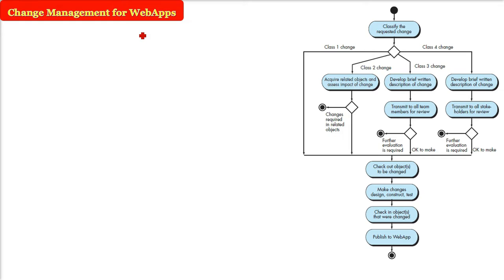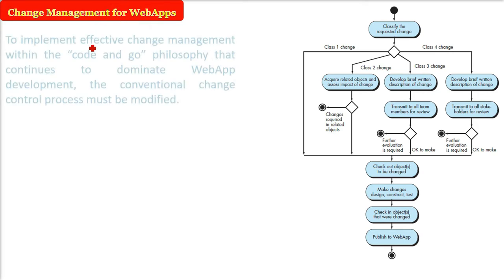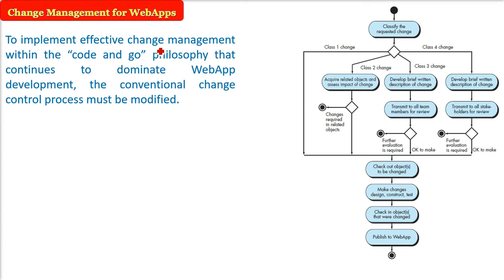Now, change management for web apps. The way we were doing change in the conventional software processes or the SDLCs, we need change management for web applications, the websites and the mobile apps also. In order to implement effective change management within this code and go philosophy, which we are already following in web app development, the conventional change control process has to be modified. So how do we do this? We can divide it into certain categories, certain classes. This is how we employ change management for web apps. Let us see one by one. There are different ways it can be done.